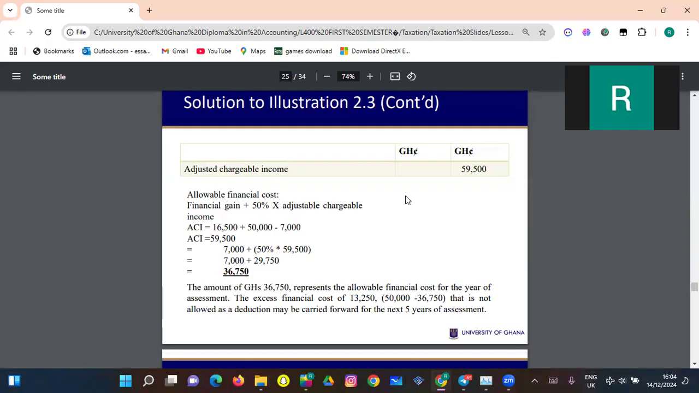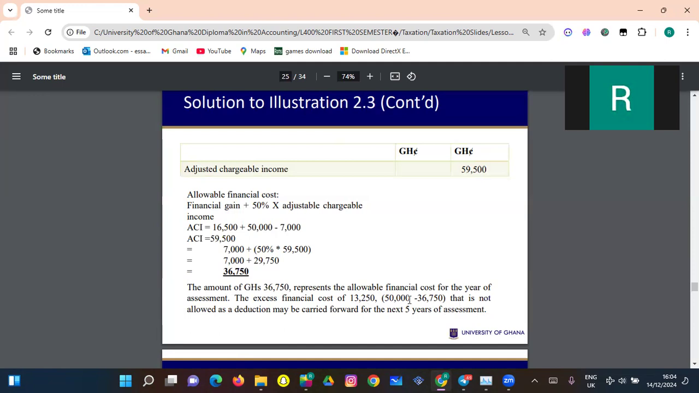Plus 50% of the adjustable or adjusted chargeable income. That's it. So plus 50% of this amount, right? So that's what we did. And then we came to arrive at this 36,750, right? So the amount of 36,750 represents the allowable finance cost for the year. The excess finance cost of 13,250, that is not allowed as deduction, may be carried forward for the next 5 years.